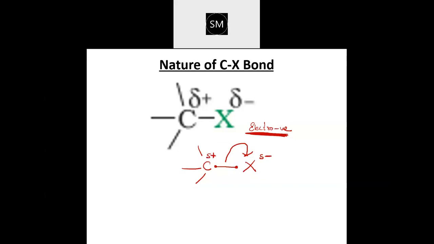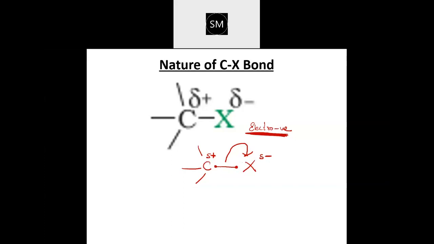Agree? So that is the nature of the C-X bond. You are just explaining what kind of nature they have. What happens over there? Polarization happens. This charge separation that is taking place is called polarization. You have learned all this. You know this concept. Now you just have to apply it in this particular category of compounds.